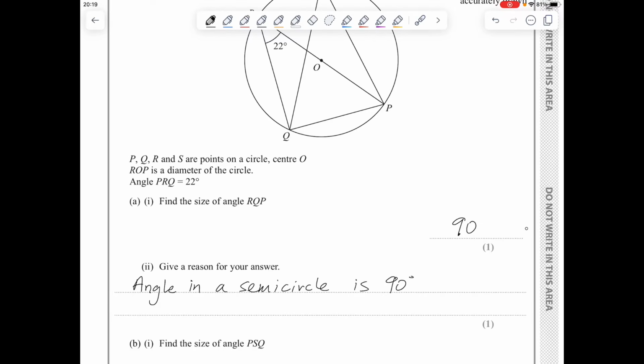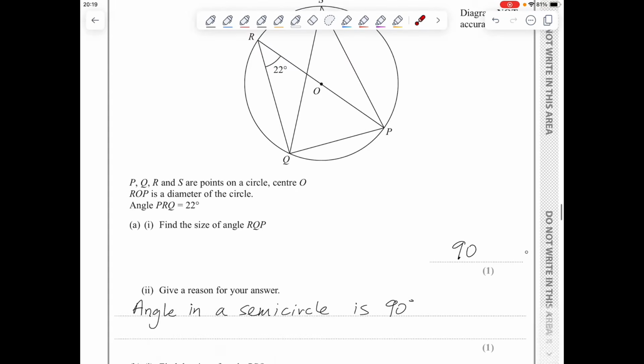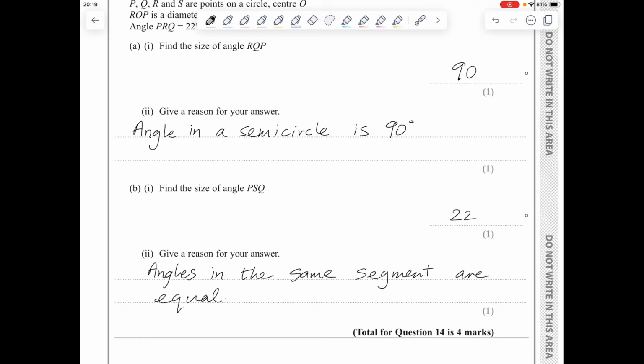And then in part B, we need to find angle PSQ, which is this angle here. Note that these two angles are equal because angles in the same segment are equal. So let's write this down. The answer is 22. And let's write the reason as well. And that's it for question 14.